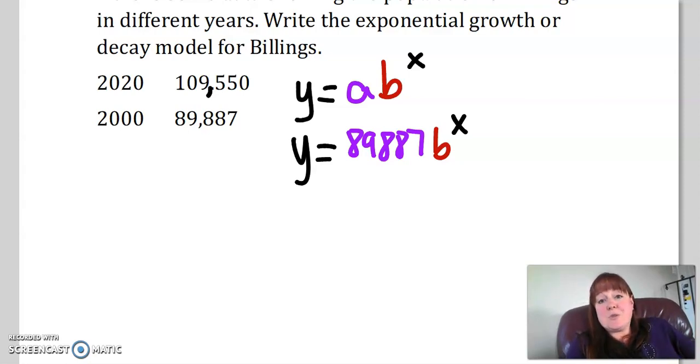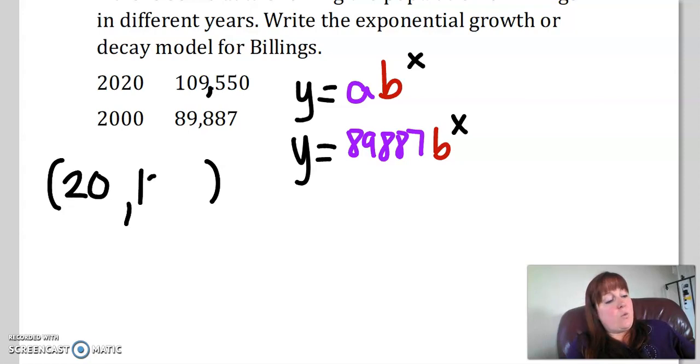Now we need to get rid of some more variables though, right? Because we need to find that b. We do know that in 2020, the population was 109,550. So that means there's a point on this curve when x equals 20, in 20 years, that our y equals 109,550, right? That's a point on our exponential function. So we can just plug that into our function and solve for b.